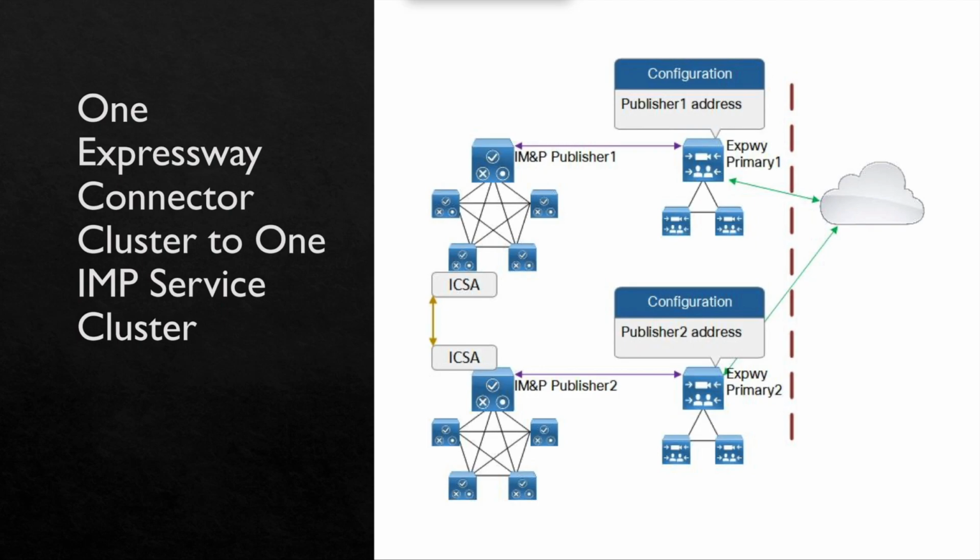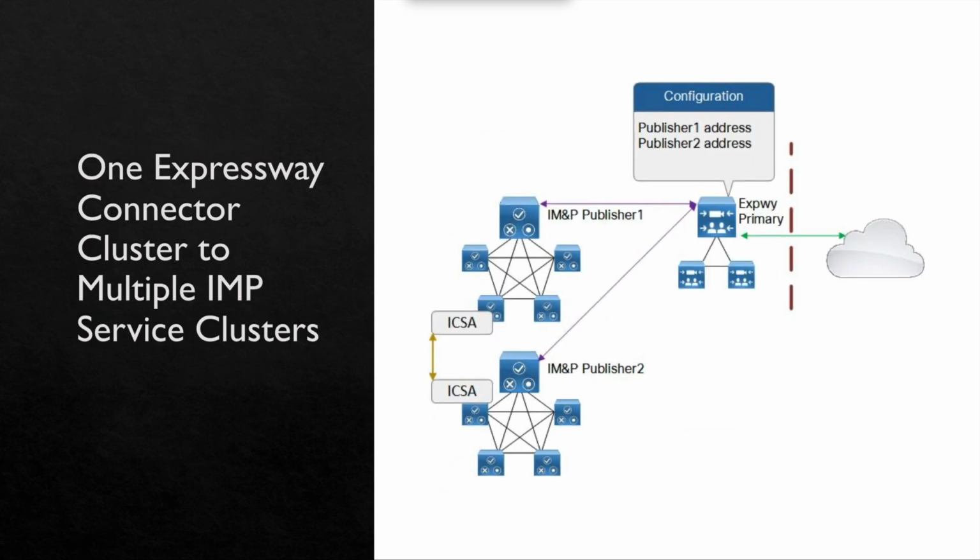This is an example of one Expressway connector cluster to one IM and Presence server cluster. Perfectly acceptable deployment model. This deployment option requires an Expressway connector cluster per IM and Presence service cluster. If you have more than one site, you can repeat this configuration in each data center. This illustration just shows 2 different locations, right? And this option does have a low latency for interoperability, but does not address data center redundancy requirements.